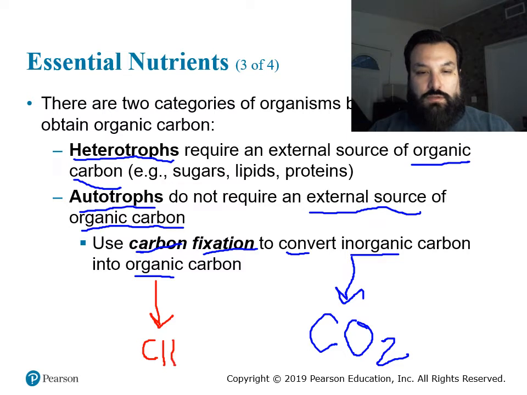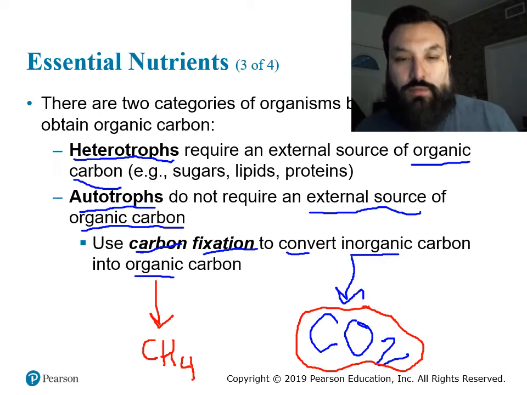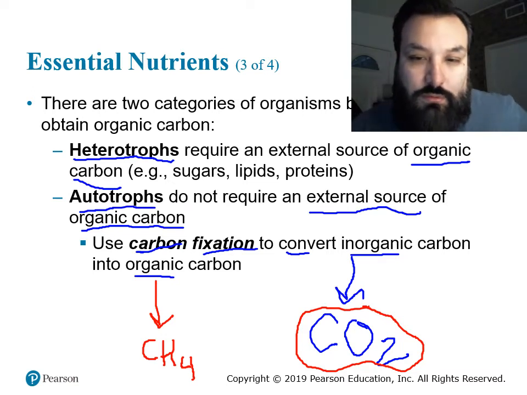And what would be organic? Let's just use this as our example, just to keep it short. This would be methane, CH4. It has carbon and hydrogen in it, so it's considered organic. So autotrophs can use, for example, carbon dioxide and convert it so that they can use the carbon for energy. An autotroph can use inorganic carbon molecules and convert them.